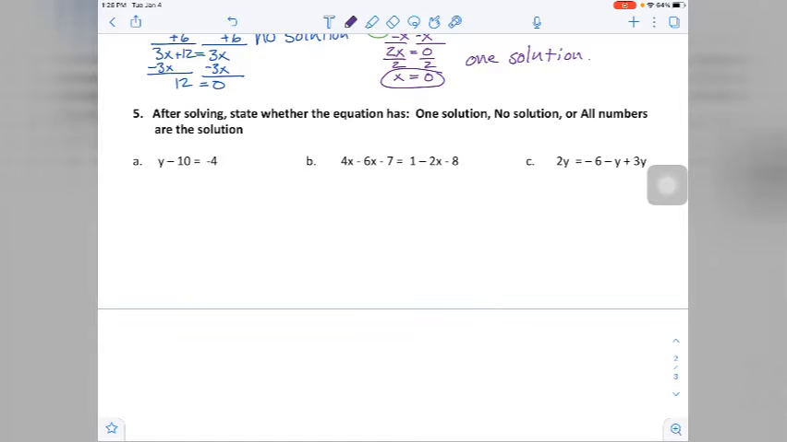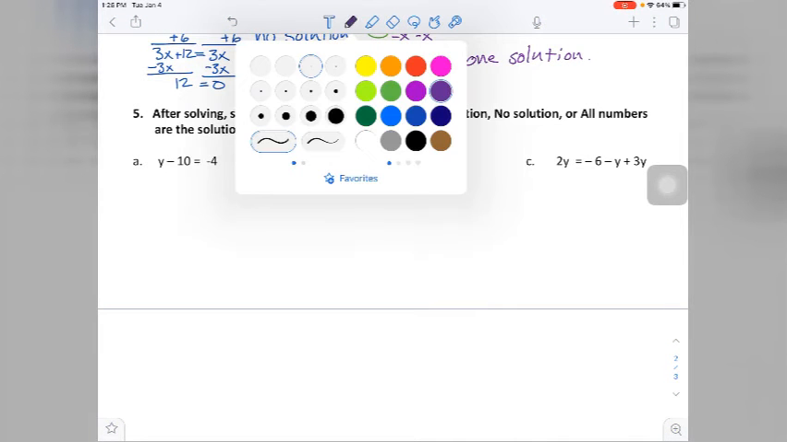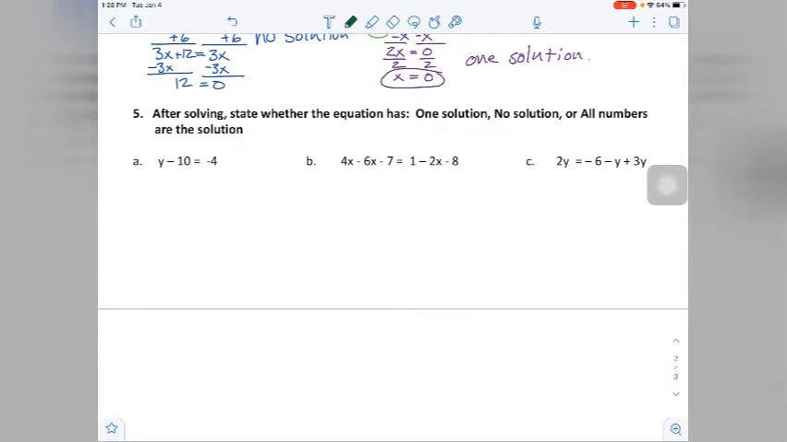All right. The last problem for quiz A, problem 5. We will go through this one at a time. Let's see. So after solving, this was an important one. It does say solve, so you do need to solve it. After solving, state whether it has one, no, or all numbers as solutions.